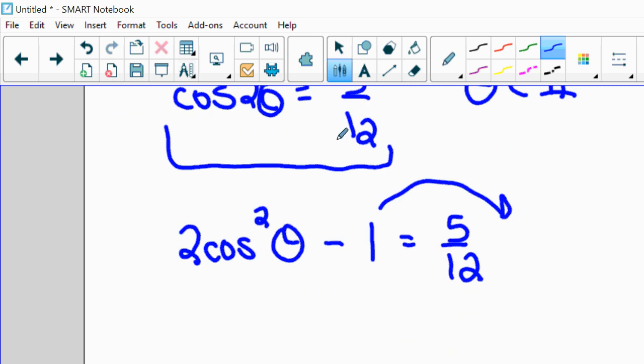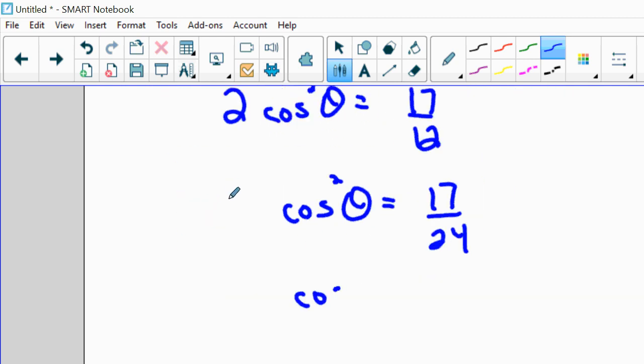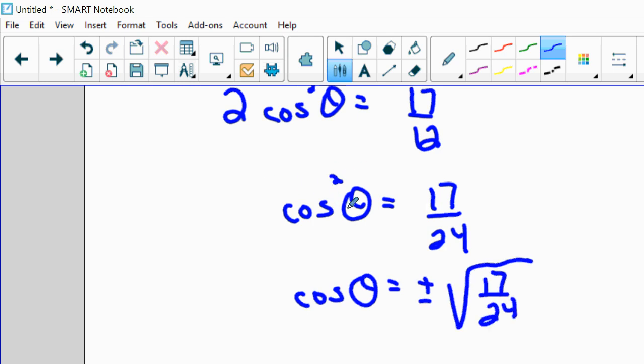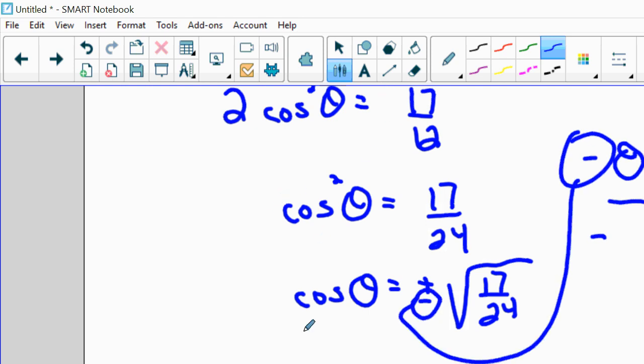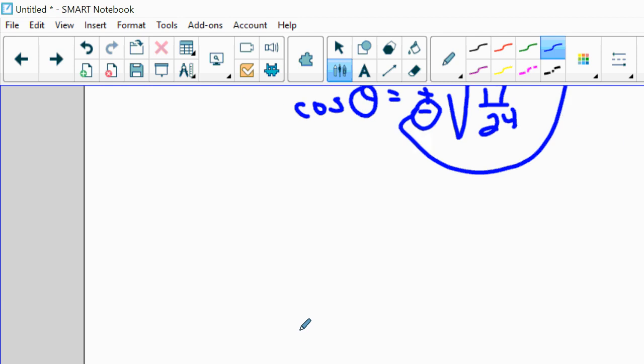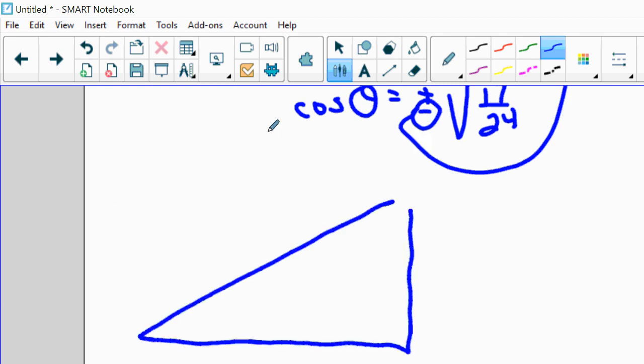And you add 12/12, you get 17/12. So 2 cosine squared equals 17/12. Divided by 2, cosine squared equals 17 over 24. Cosine theta equals plus or minus the square root of 17/24. But theta is in quadrant 2, and you got all students take calculus. We know cosine in the second is actually negative. So we're good. So let's just draw a theta reference.